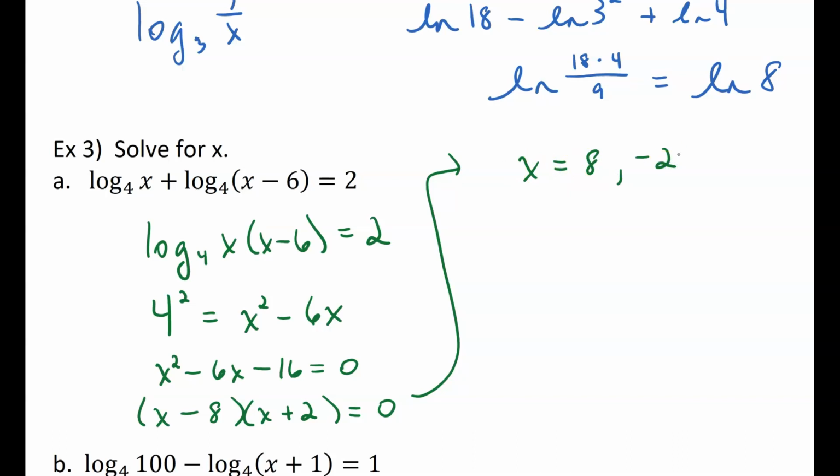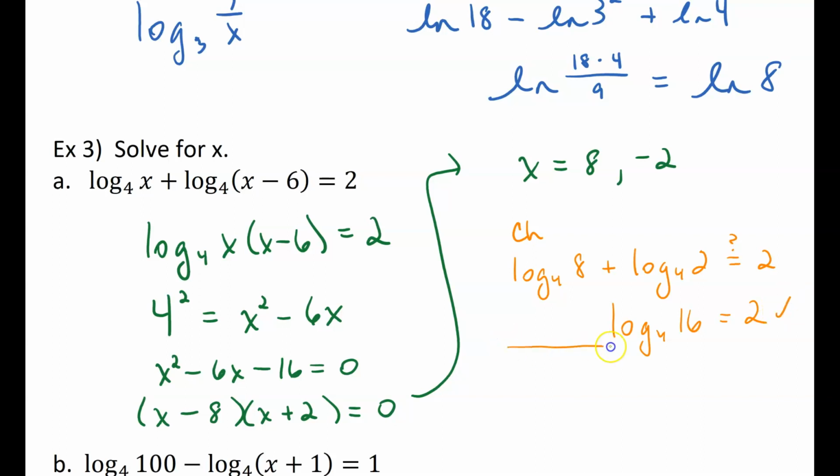All right, so the next thing would be to check and make sure that it actually works. So if I plug in 8, I'm going to get log base 4 of 8 plus log base 4 of 8 minus 6 is 2. And we're asking, does that equal 2? So using my log properties, this becomes log base 4 of 16. And is that equal to 2? 4 squared equals 16? Yes. All right, so that one works.